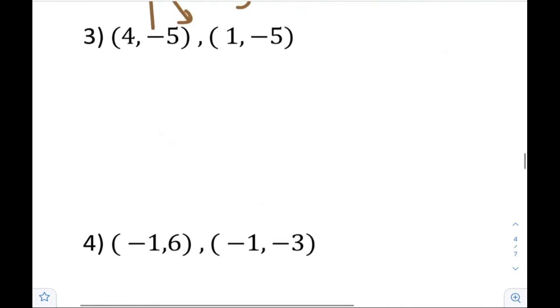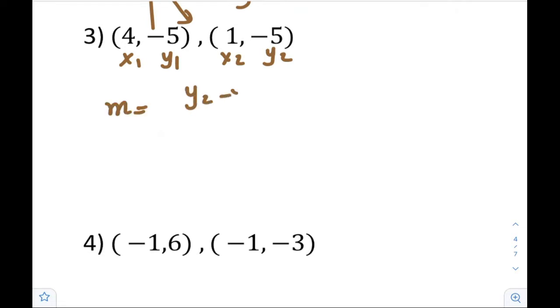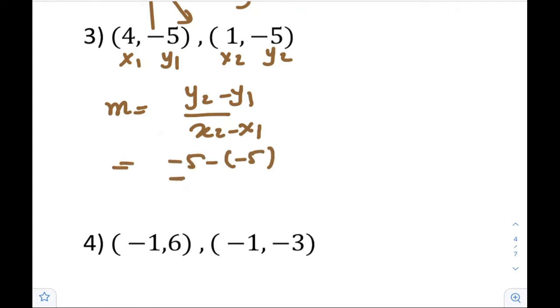Okay. Can the slope be zero? Yes, it can. Let's see this example. In this exercise, if you apply the slope formula, you will say m is y2 minus y1 over x2 minus x1, which is negative 5 minus minus 5 over 1 minus 4.